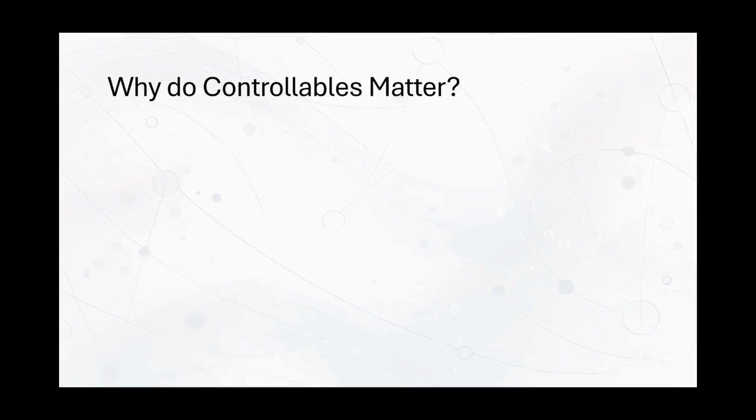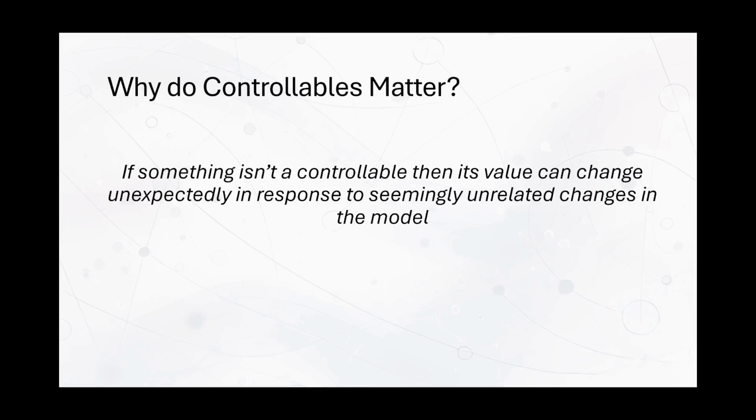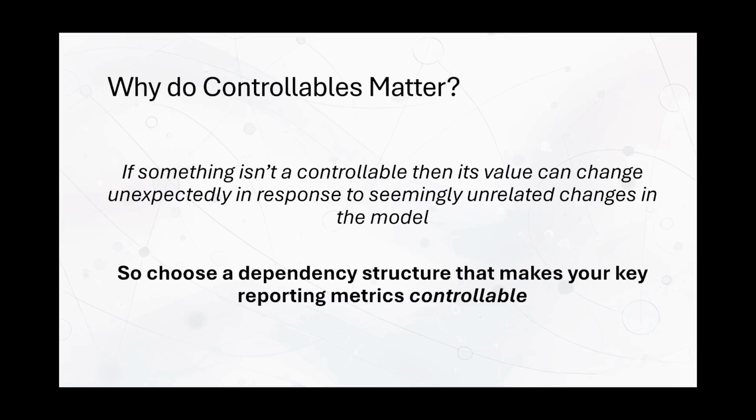Why do controllables matter? Obviously, no self-respecting actuary is going to fiddle their correlation assumptions just to control the total capital number. So we're not doing that. Why should controllables matter to us? In a nutshell, if something isn't a controllable, then its value is liable to change unexpectedly if something else in the model changes, even if something relatively unrelated in the model changes. So you should choose a dependency structure that makes the key reporting metrics controllable.